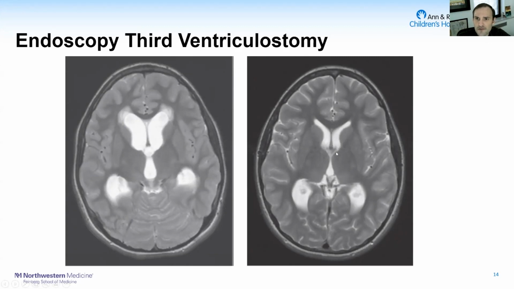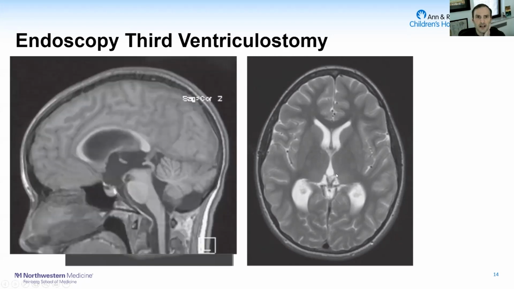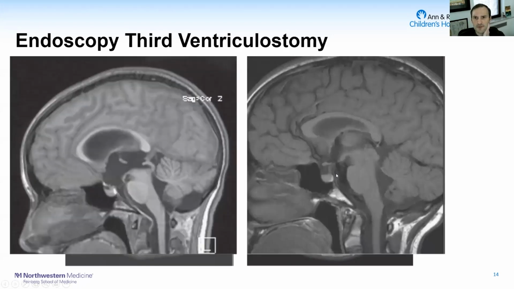But then after the ETV, you can see that the ventricles are now a normal size. The temporal horns here on the pre-ETV scan are enlarged. They've come down nicely on the post-op scan. And then this is the pre-op and post-op sagittal view.